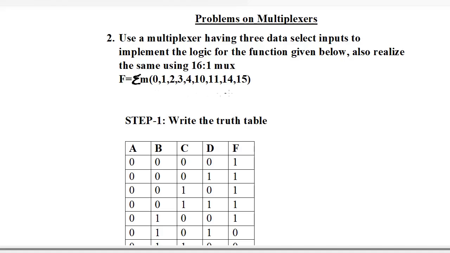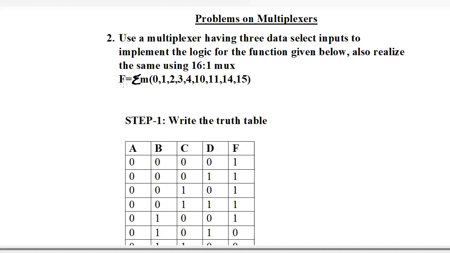For this function, implementation of 16x1 multiplexer is very easy. Why? Because we are taking the selected input variables as 4 variables, A, B, C, D, as the selected lines and D0 to D15 are the data lines. We connect D0, D1, D2, D3, D4, D10, D11, D14 and D15 to logic 1, and the remaining missing terms in the function we connect to logic 0. That is the representation of 16x1 multiplexer.